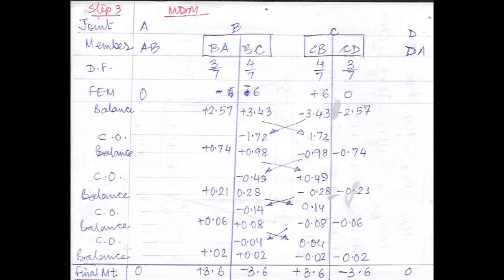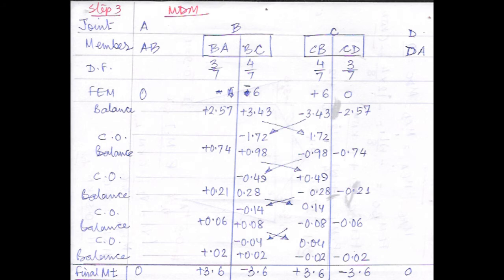Before completing, please remember that we can end this moment distribution method only after the balance column, because the last step will always be balance. After just doing the carryover you cannot complete the table and take the sum. So the balance always should be the last step.